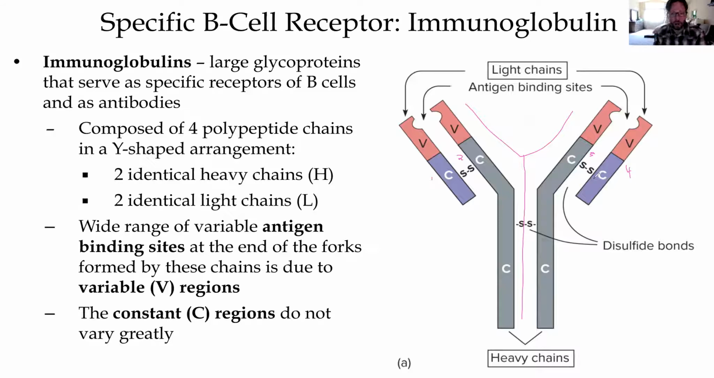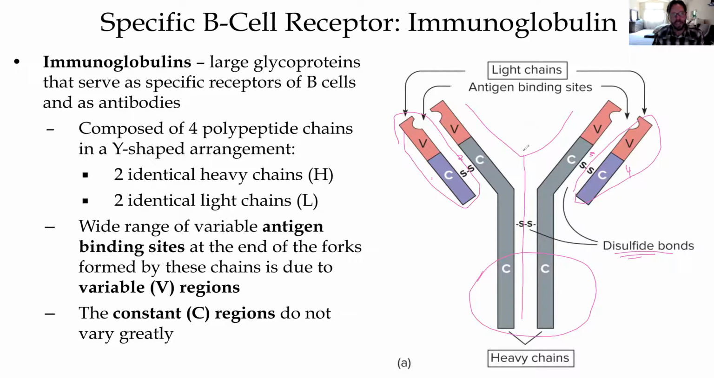2 of them are identical heavy chains. That's going to be these right here. 1, 2. 2 of them are considered the light chains. 1, 2. The light chains and the heavy chains are all tethered together by these disulfide bonds. And if you've had chemistry, you know that's just an intermolecular force between sulfur. So these have sulfur and then they bind together, and that's what keeps this all as one package.